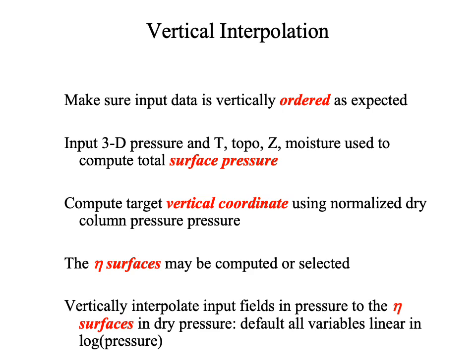We are given a vertical coordinate, and that's the normalized column pressure. We've seen it before where eta goes from 1 to 0. And that normalized vertical coordinate defines the locations at each i,j grid point where we are going to be interpolating to from our meteorological grid data. The eta surfaces can be computed from the real program, or they can be entirely provided by the user. That needs a little bit of a caveat there. Users have to be careful about that.